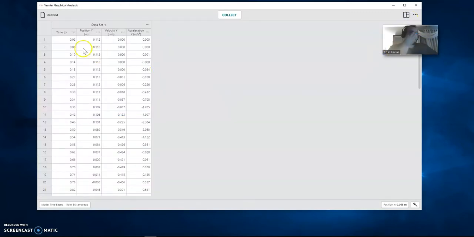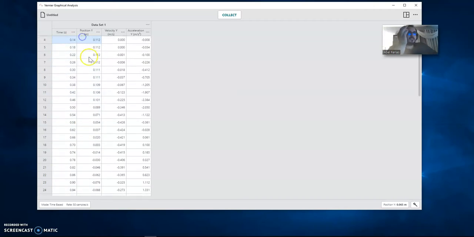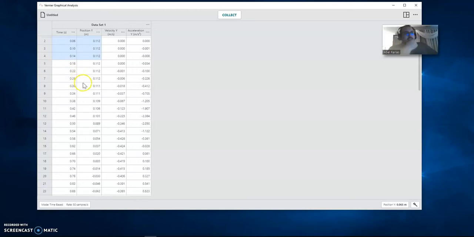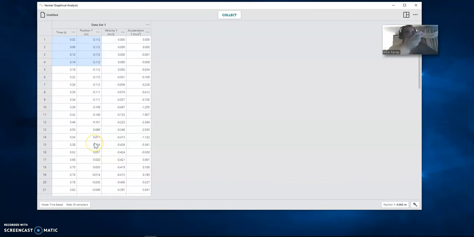And this table is actually even more interesting, right? What it does is it gives you, as time goes on, the exact positions. And notice these intervals are really, really small. It's about 0.04 seconds is how fast it's collecting that data. So I pushed it for about 2 seconds and it collected 62 data points within those 2 seconds. So it's very, very accurate.